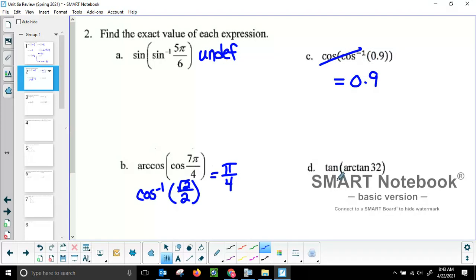All right, letter D, tangent of the arc tangent of 32. Now, we said earlier that the domain for inverse sine and inverse cosine is from -1 to 1. But does anybody remember what the domain for inverse tangent is? All real numbers. Is 32 a real number? Sure is. So these are just going to cancel out, and this will just equal 32.